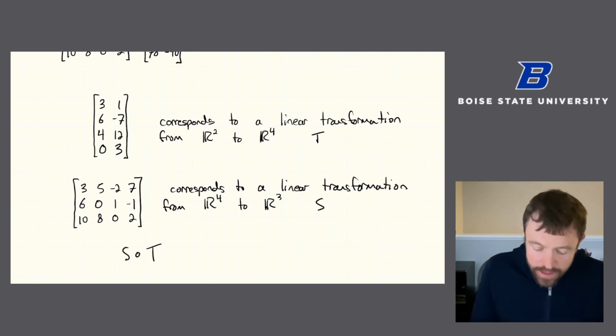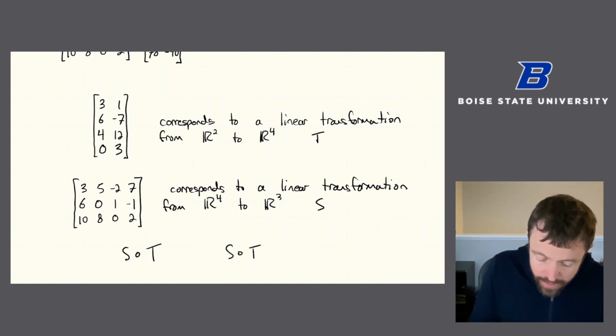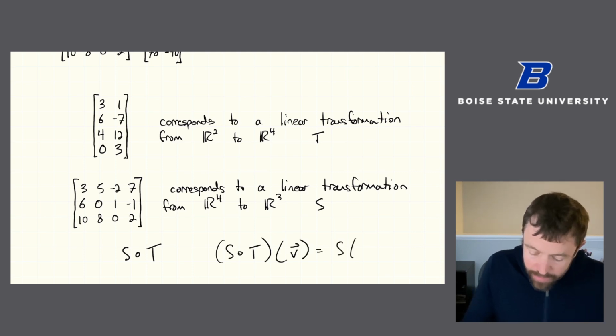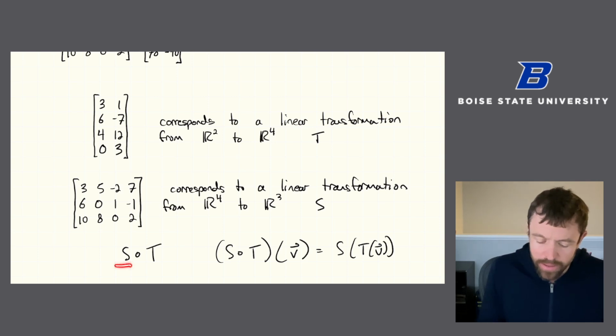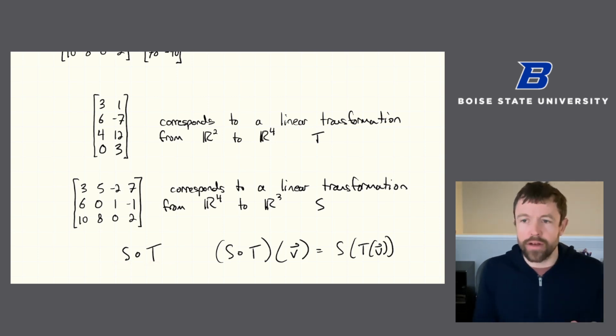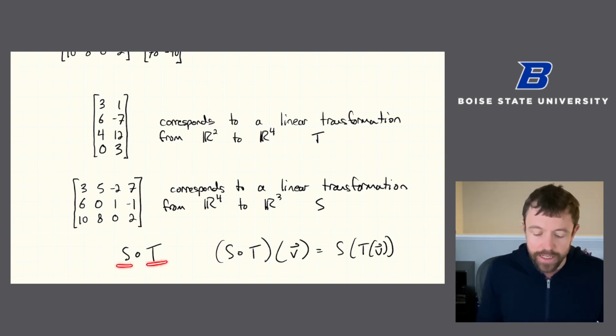But when I write s composed with t of a vector, that means s of t of v, which is saying do t first, apply t, and then apply s. So s composed with t, if you just read it and don't think about it, you might think this is saying s then t. It's actually saying t then s.